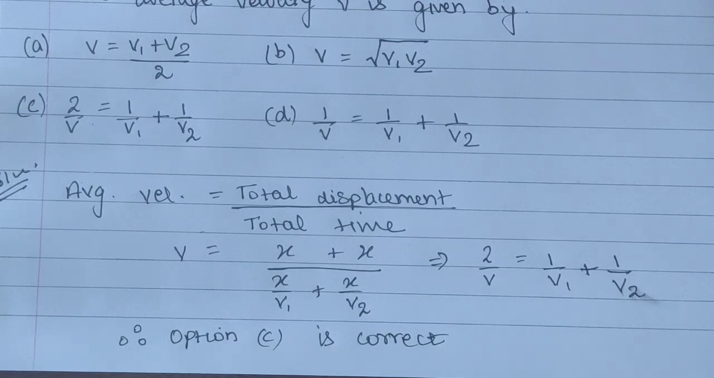In the case that the first distance x was covered in one direction and the second distance x was covered in the opposite direction, we'll see that they will cancel out and the average velocity will actually be 0 since the total displacement will be 0. So keeping this point in mind, the answer will be option C.